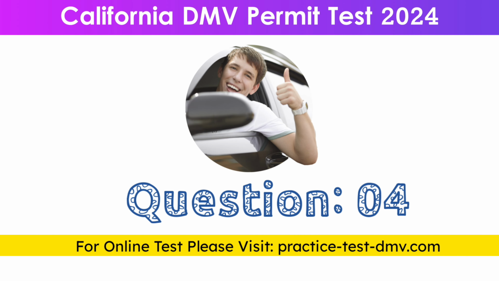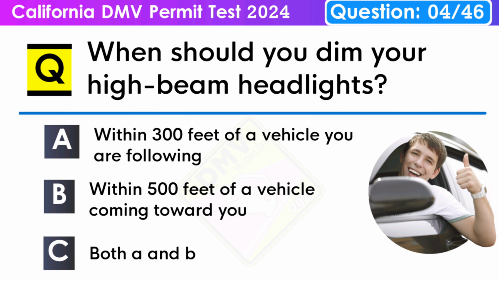Question 4. When should you dim your high beam headlights? A. Within 300 feet of a vehicle you are following. B. Within 500 feet of a vehicle coming toward you. C. Both A and B. Correct answer, C. Both A and B. Dimming your high beams ensures safety for both you and oncoming drivers.